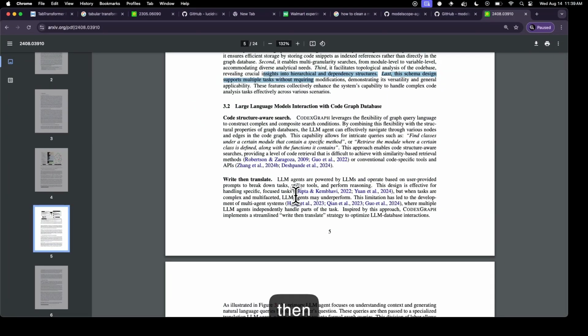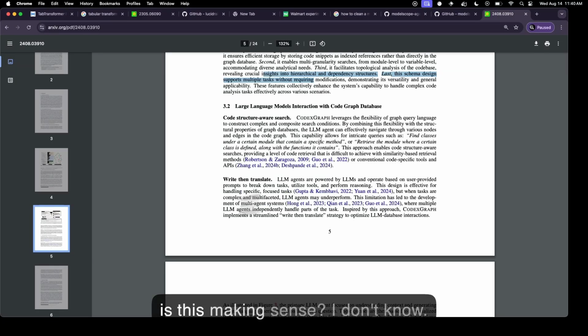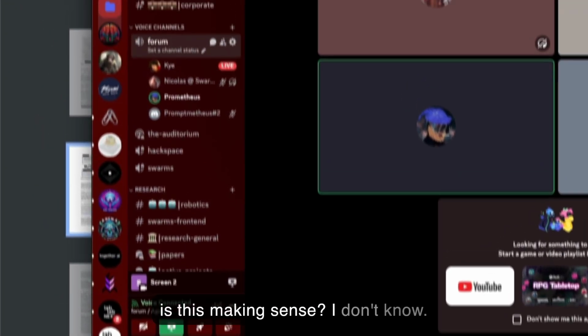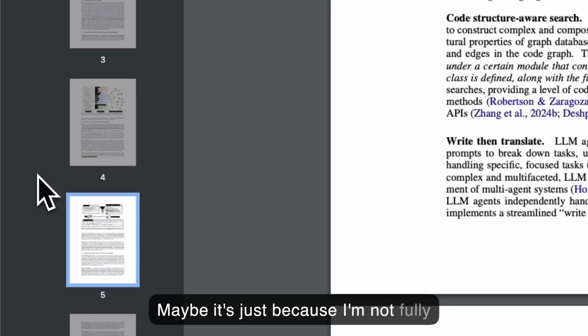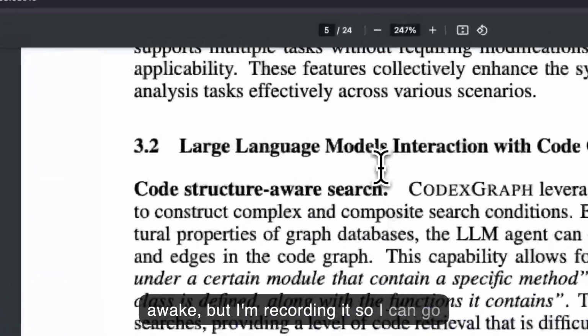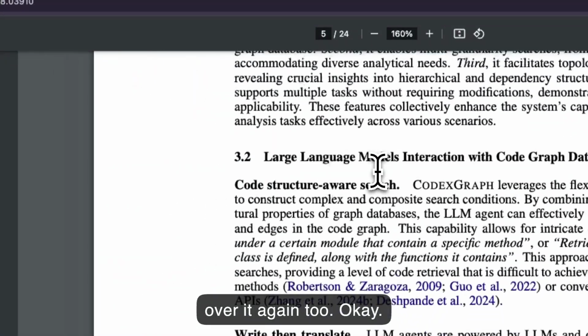So then the LLM parts. Prometheus, is this making sense? I don't know. Maybe it's just because I'm not fully awake, but I'm recording it so I can go over it again too. Okay.